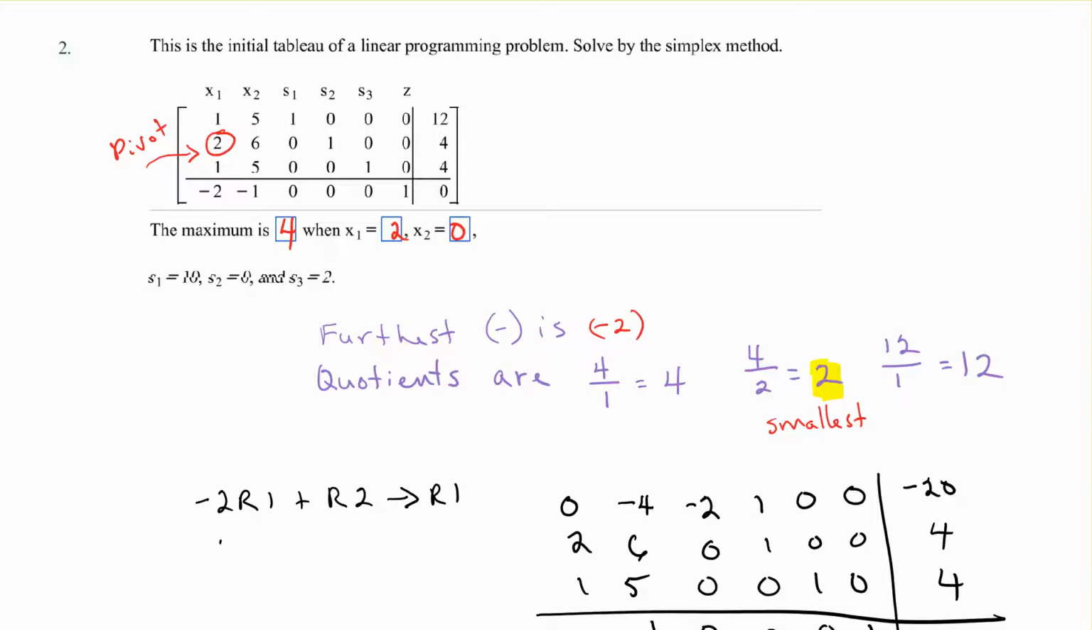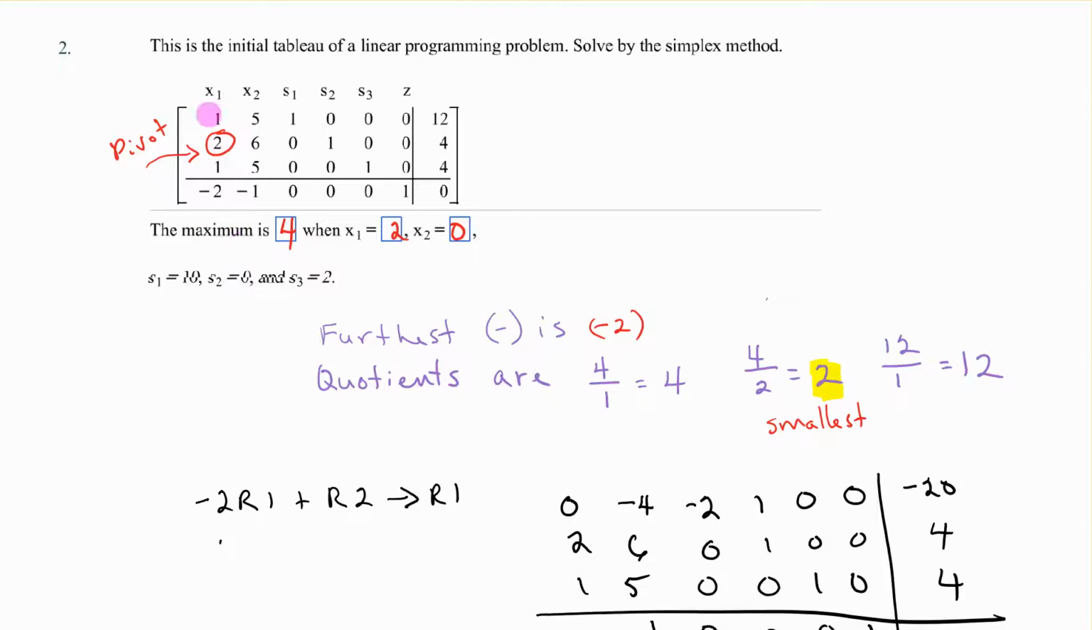So this is the initial tableau again, and we're going to solve by the simplex method. And the furthest negative, if we are looking here, is -2. So this is the column that I'm going to be working on. And I do the quotients. So I have 12 divided by 1, 4 divided by 2, 4 divided by 1. The 4 divided by 2 is the smallest, so I am going to pivot right here.